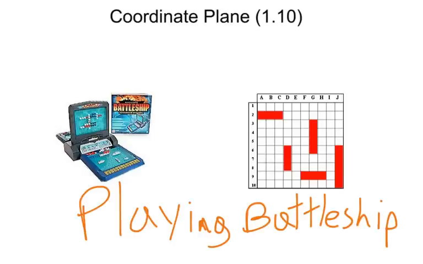Let's talk about the coordinate plane. The coordinate plane is so useful in so many ways. I'm going to talk about 3 of those ways.